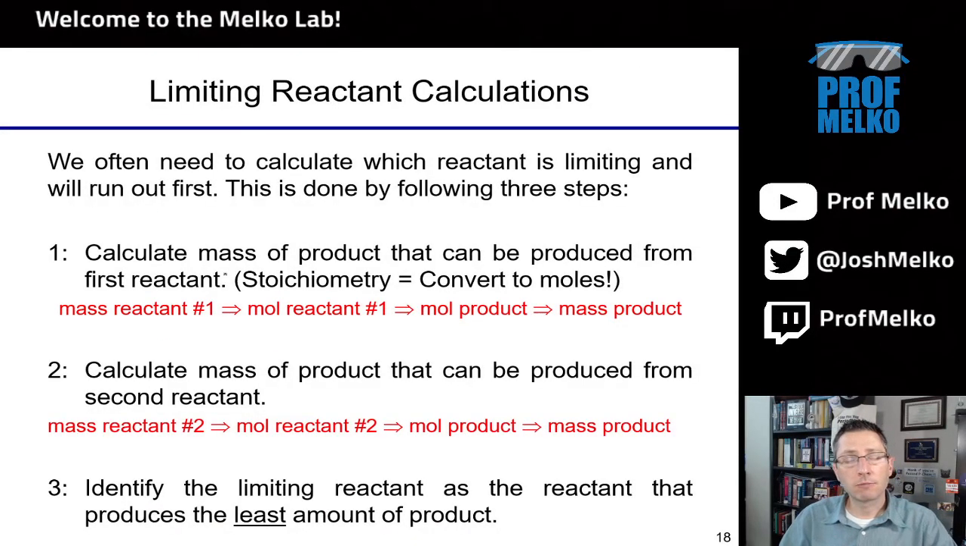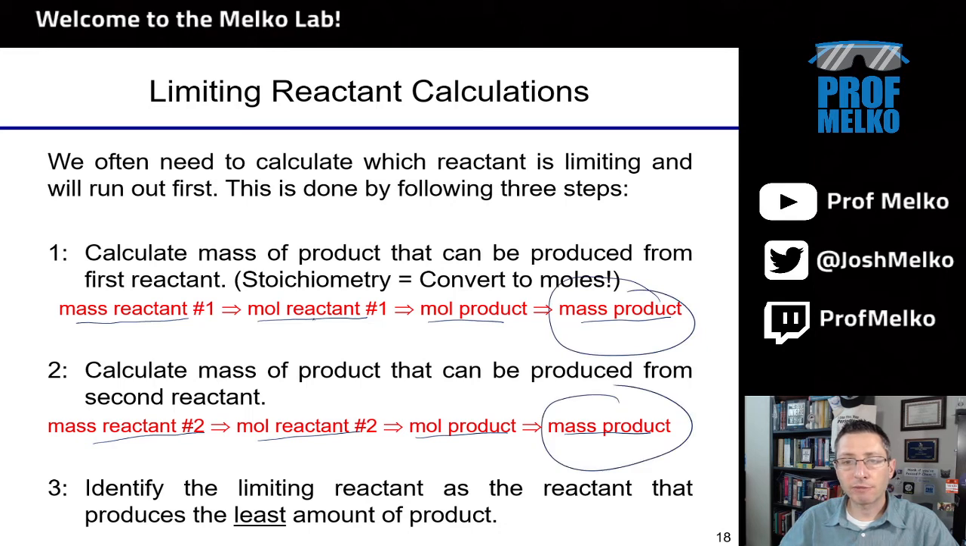Okay, so here's the method we're going to use to solve these limiting reactant problems. First we need to calculate which reactant is limiting, and we'll run out first by following these steps. First we're going to do a stoichiometry problem for one of the reactants going to the product. So just like all stoichiometry, that's mass-mass. We convert the mass of the reactant to moles of the reactant to moles of the product with the molar ratio to mass of the product. We're going to do the same thing with the other reactant, convert it to moles of product, and then mass of product. And then we're going to compare these 2 masses at the end. So we've done 2 separate stoichiometry problems, and we compare the results.